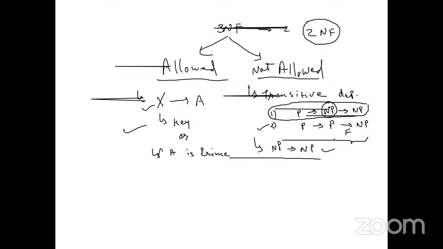I hope it is clear what is allowed and not allowed for third NF. This will give you an idea of how to quickly check whether a relation with a given set of functional dependencies is in the second NF, third NF, or let's say BCNF. You can just go through these allowed and not allowed conditions and quickly conclude what it is about. I hope it is clear.